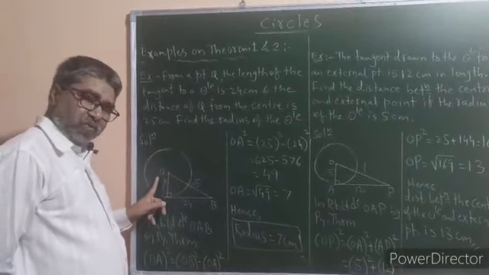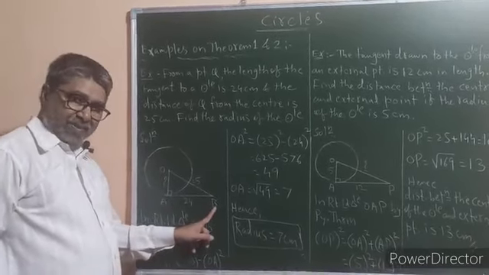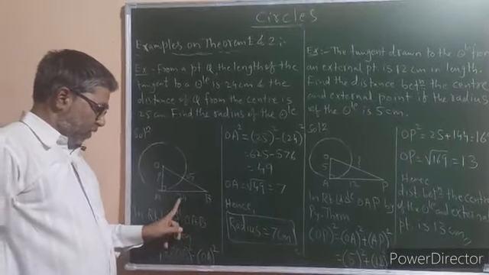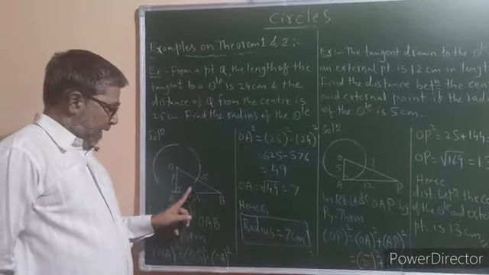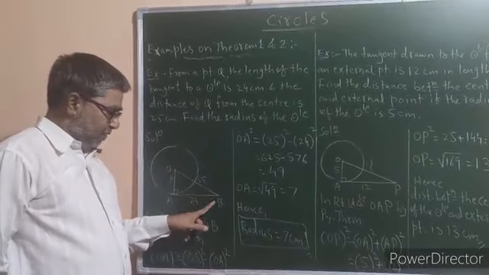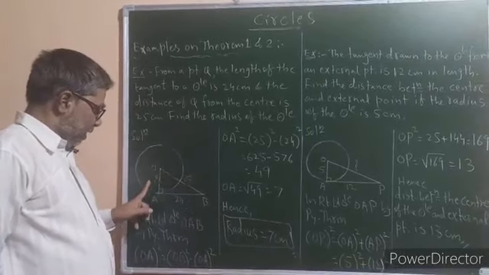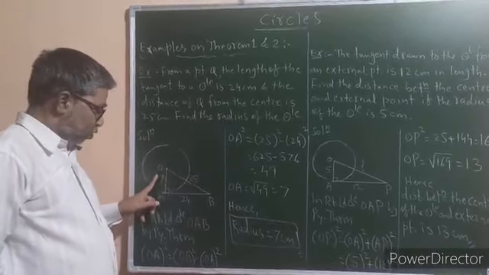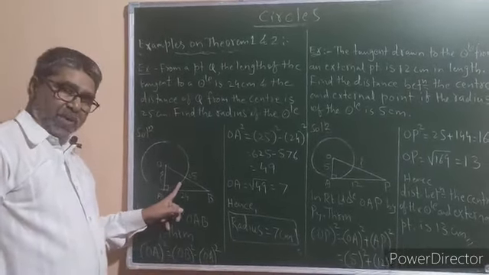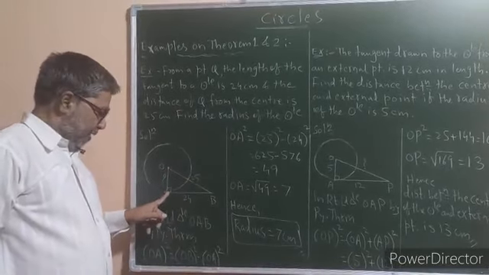So circle with center O, point A, point of contact, B is an external point, distance between the point of contact and an external point is 24 centimeter, and the distance between the center of the circle to that of the external point is 25 centimeters, and we are asked to find the radius of the circle, that is OA is question mark. Now in right angle triangle OAB, you know triangle OAB is right angle triangle, being angle A being 90 degrees.